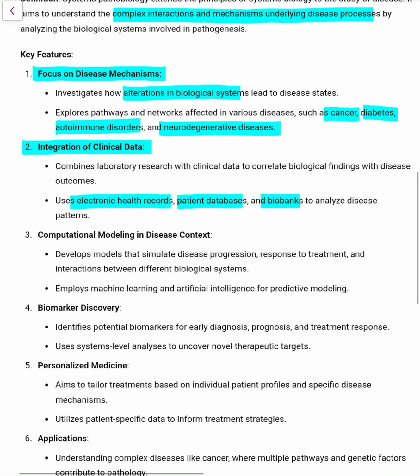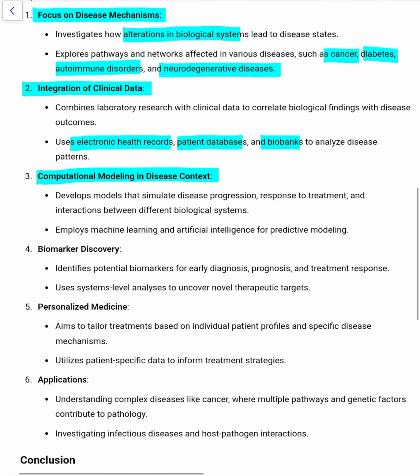Next is computational modeling in disease context. What does that mean? It develops a model that simulates the disease progression, response to the treatment, and interaction between different biological systems. Like a simulation, it will see how a disease will progress in a simulated model and how that disease will respond to certain treatment. Suppose if you want to develop a new drug for a disease, we can say that this is how the response will be in the simulation model.